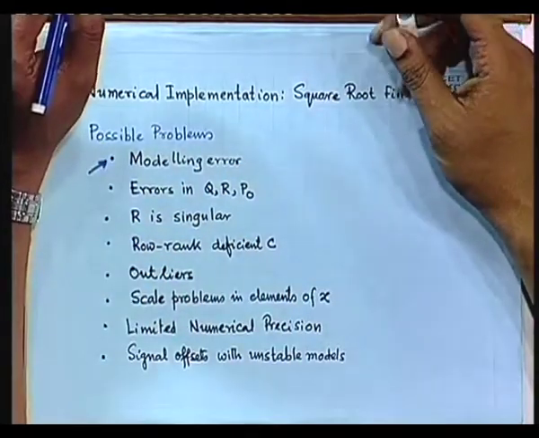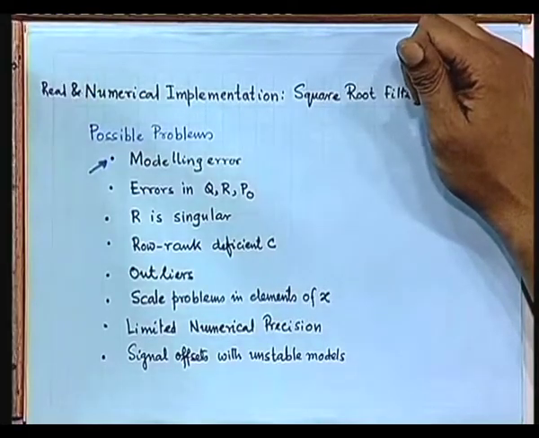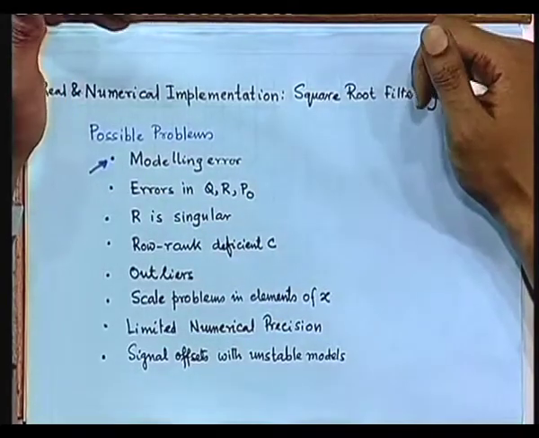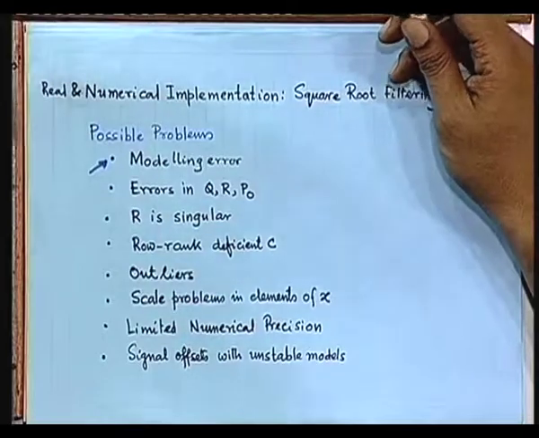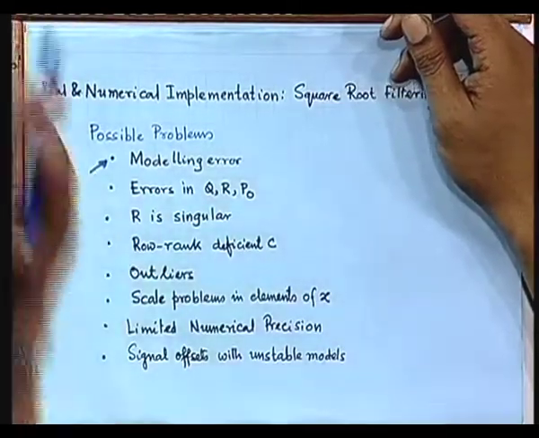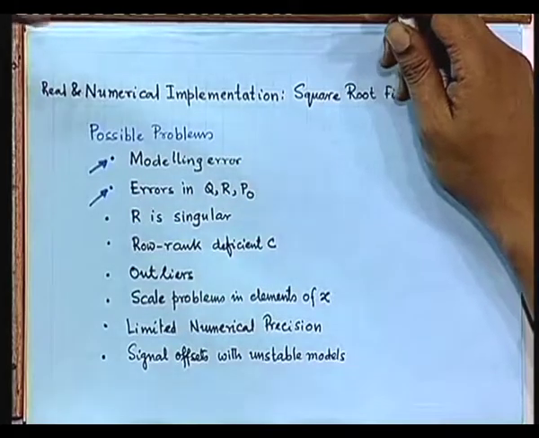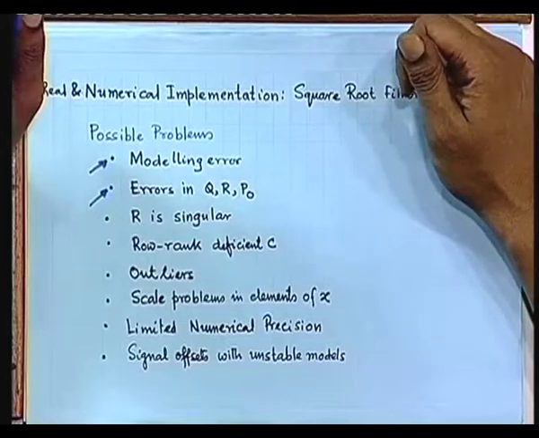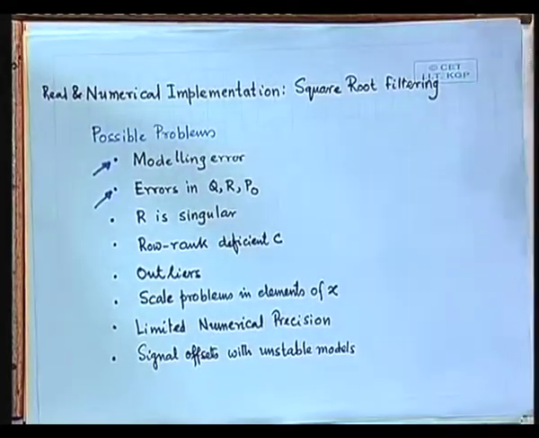If your ABCD matrices are not correct, then your estimate will degrade. Sometimes it can even diverge, especially if the dynamics is unstable and you start having modeling errors. Similarly, this is also a kind of error in the inputs you are given, QR and P0. We have seen what happens if you have errors in QR and P0. The filter will become slower unnecessarily, right.